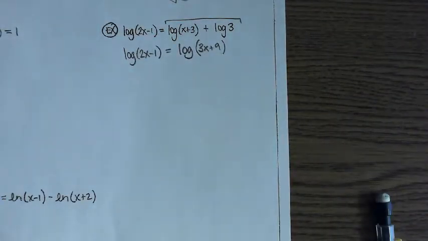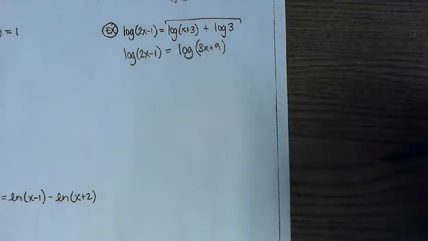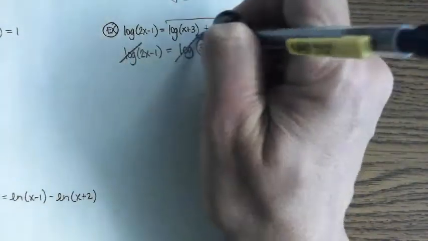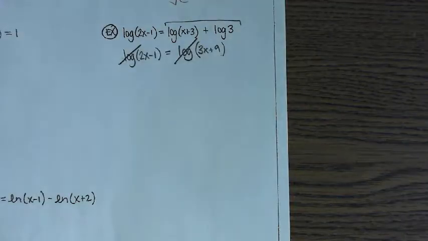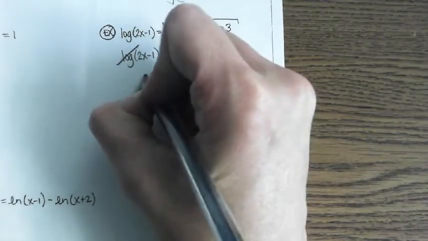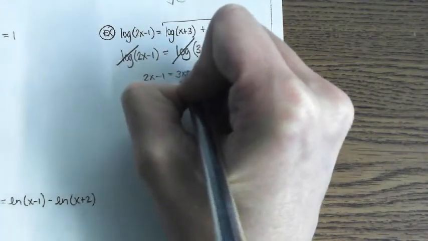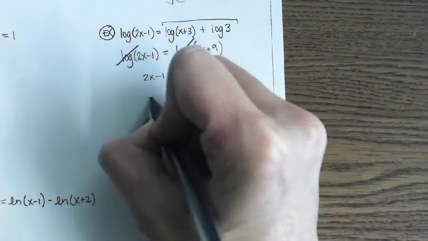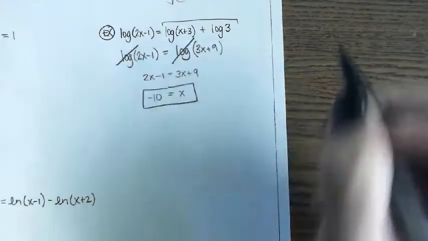And now that you have a single log on the left and a single log on the right, we can now just cancel those logs. It's kind of like having a common base in exponentials. Once you get a common base, you can just cross it out. Since they're both log base 10, you have to assume that what you're taking the logs of must be equal. So 2x minus 1 equals 3x plus 9, and solve, you get x equals negative 10.